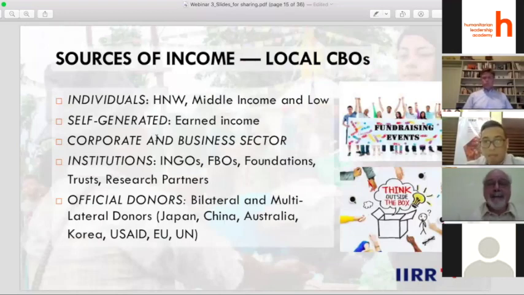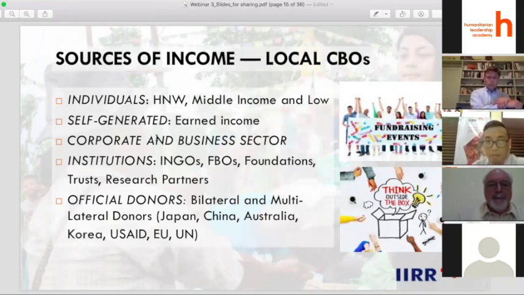Then you have the corporate and business sector, local businesses, local corporations who often want to promote their community engagement and their social enterprise by providing gifts in kind or funding to local CBOs. Then, of course, perhaps further away from communities, but often very interested in helping CBOs are a wide range of institutions: international NGOs, faith-based organizations, foundations, trusts, and research partners, academic institutions that like to work with communities at a local level. All of these are open to receive proposals for partnership at the local level in return for achieving their own goals and objectives.